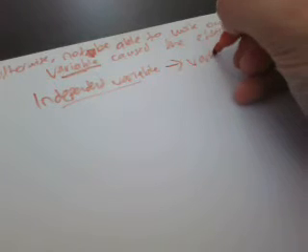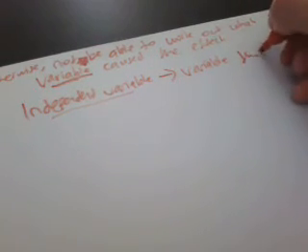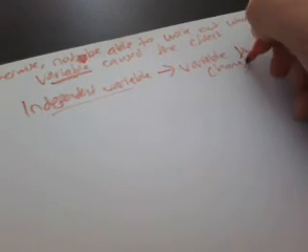Now, the variable that's changed in an experiment is known as the independent variable. Here's a recap: the independent variable is the thing that's changed in the experiment. The thing that's going to be measured is called the dependent variable. It's measured.